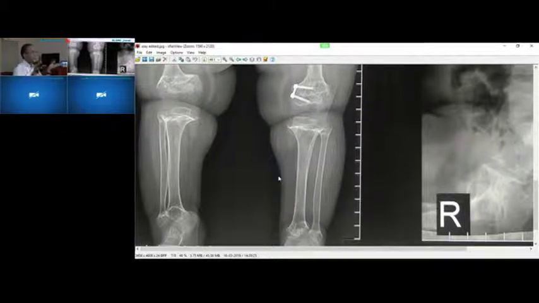this is not rickets. You have to know this condition because frequently a wrong diagnosis of rickets is made and the patient is given tons of vitamin D and nothing happens. And patients are always hopeful.